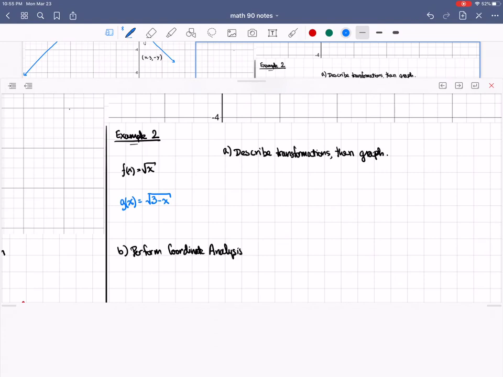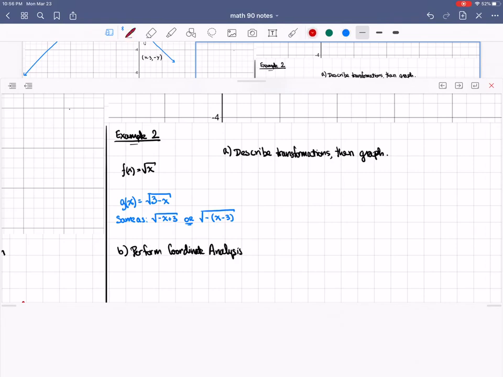So you can write this as the square root of negative x plus 3 if you want. Or, and some of you may find this last one especially helpful, the square root of negative quantity x minus 3. You'll see why this last one might be a really helpful way to think about it in just a second. In fact, I'm going to use the last one to talk through the transformations.